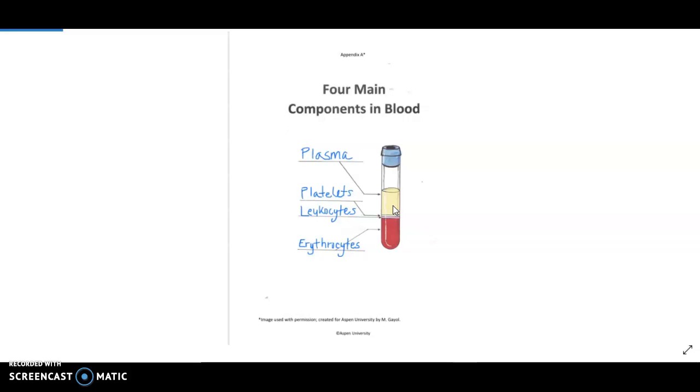Plasma, like I said, makes up about 55% of the makeup of blood.